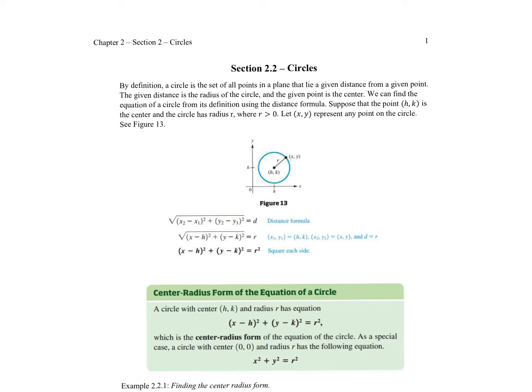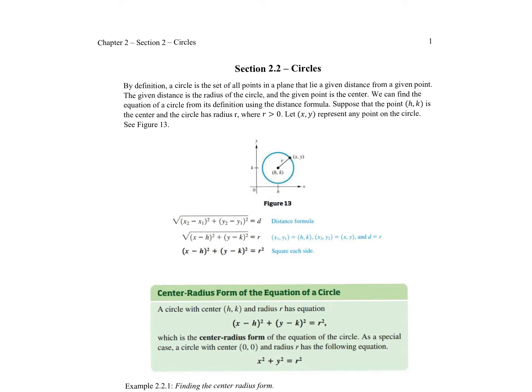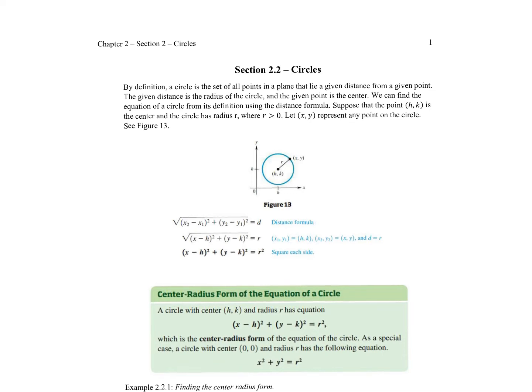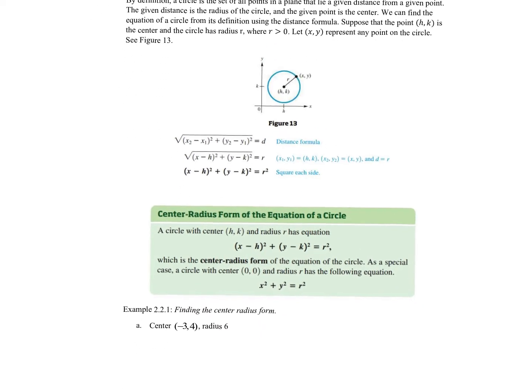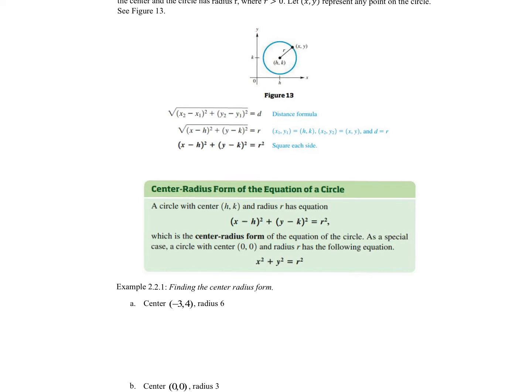Okay, welcome to chapter 2.2. We're talking about circles today and the basic equation of a circle. And that equation can be found here in bold. You can see that it is (x - h)^2 + (y - k)^2 = r^2, where r is the radius and (h, k) is the center.